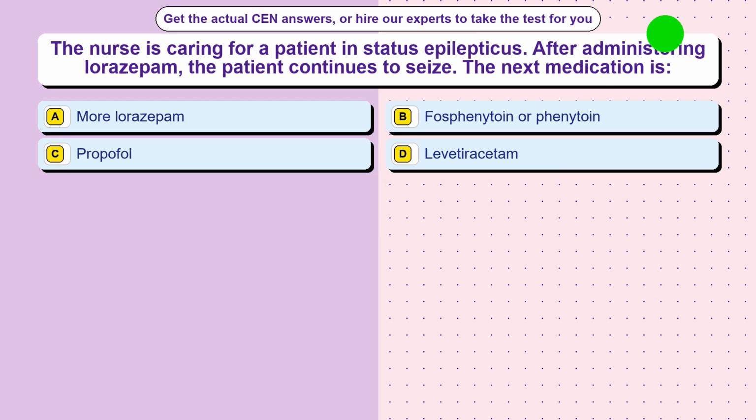Question 94. The nurse is caring for a patient in status epilepticus. After administering lorazepam, the patient continues to seize. The next medication is. Option A, more lorazepam. Option B, fosphenytoin or phenytoin. Option C, propofol. Option D, levetiracetam.